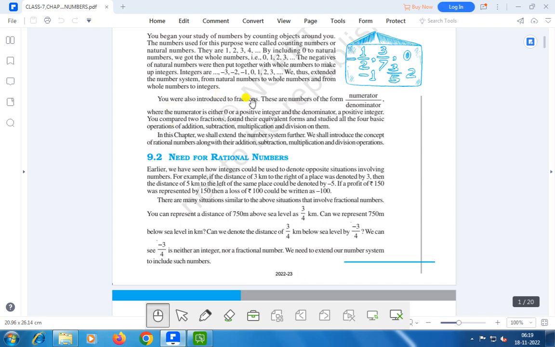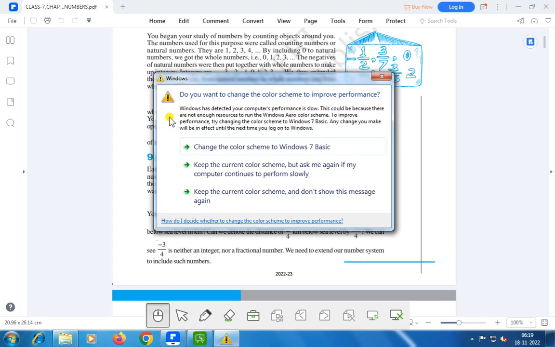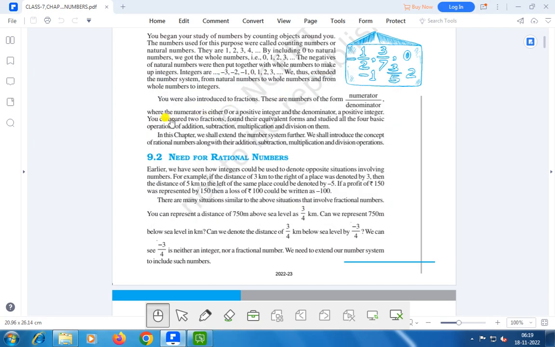We were also introduced to fractions. These are numbers of the form numerator by denominator, where the numerator is either 0 or a positive integer and the denominator is a positive integer.